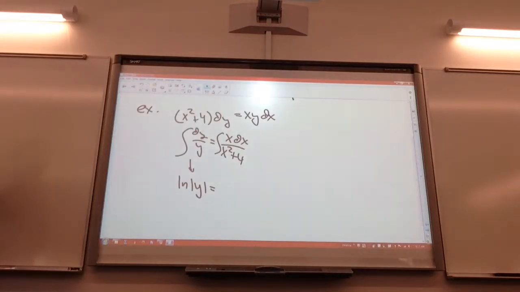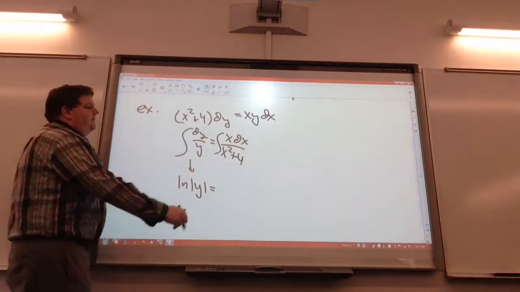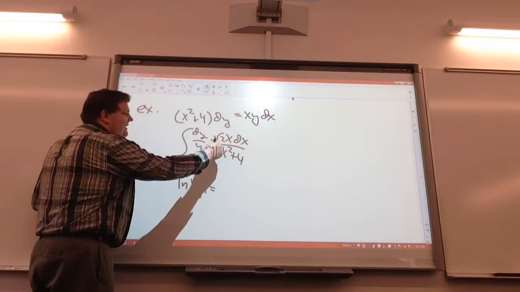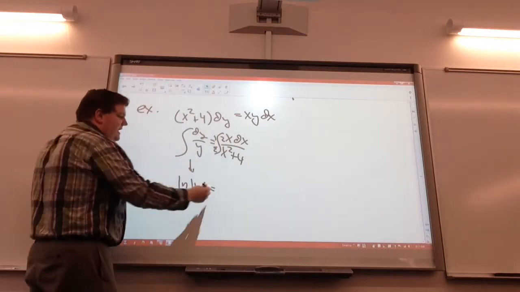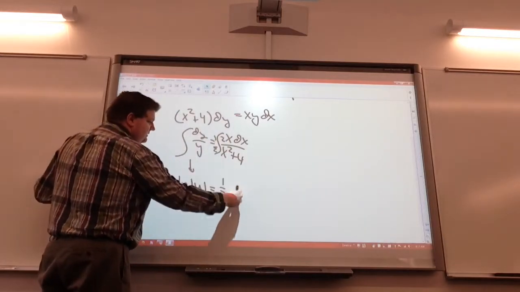Okay. What's the relationship between x squared plus 4 and x? Okay, x is the derivative, right? Or 2x would be. So this is actually a substitution, right? Okay, this would just be a regular old substitution. I would just add a 2 up here and put a 1/2 on the outside, and then be able to do it. Okay.